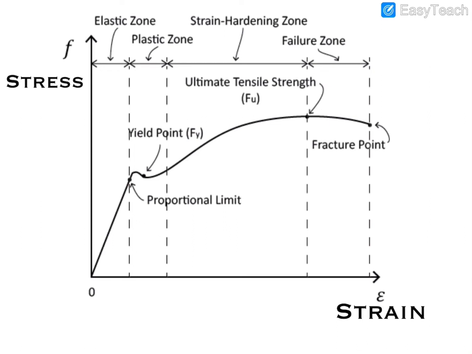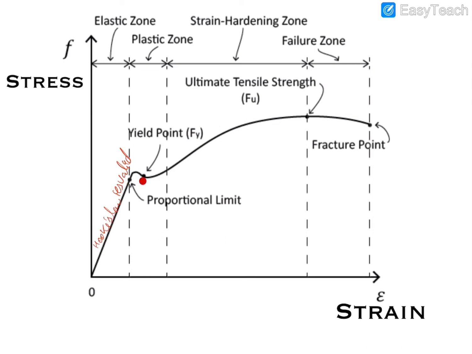I'll write it down that on this straight line, Hooke's law is valid. Hooke's law tells us about the linear proportionality of stress and strain, and this linear proportionality is only valid till this point. So till this point, Hooke's law is valid, and this point is called the proportionality limit.